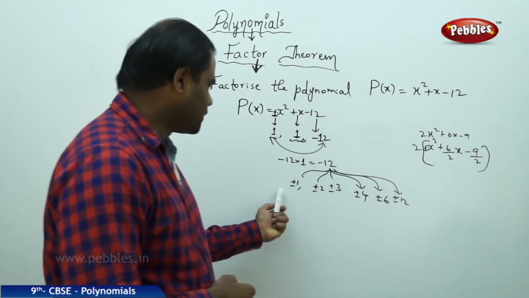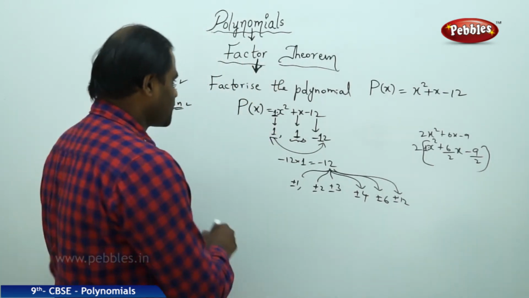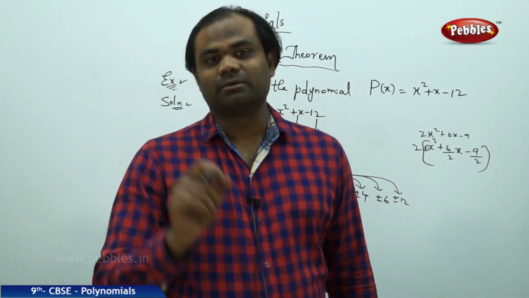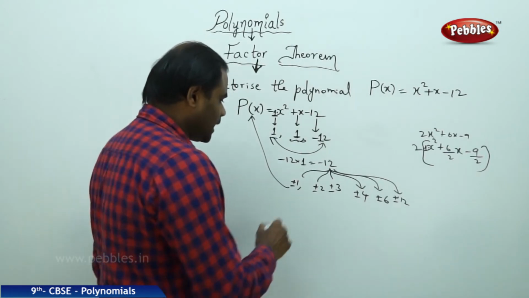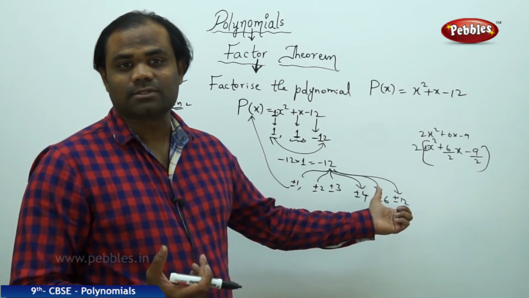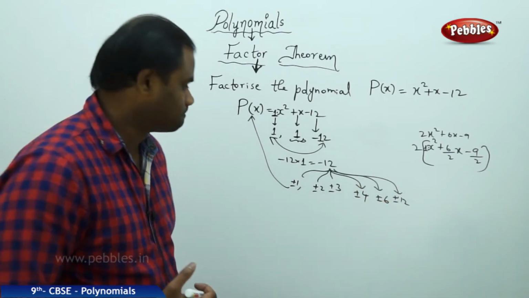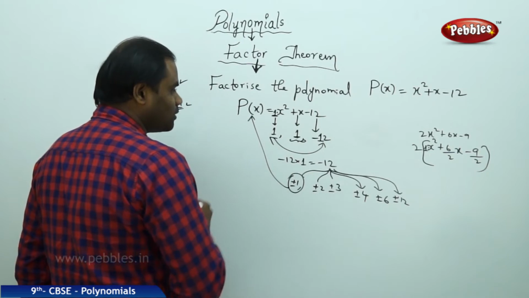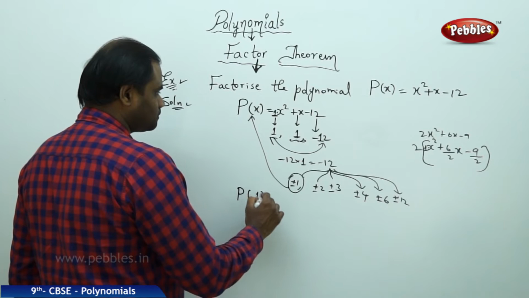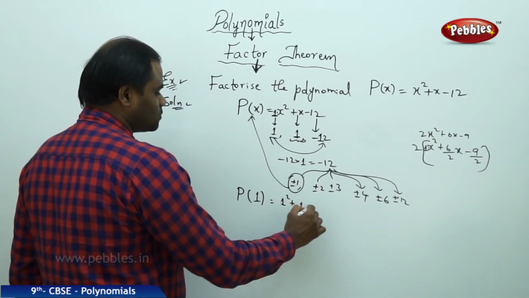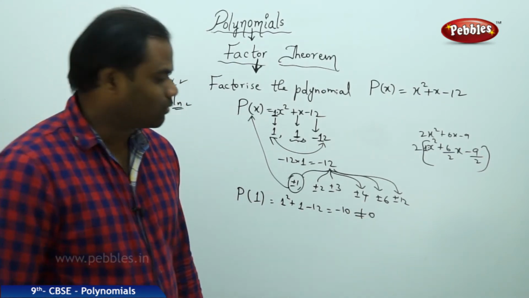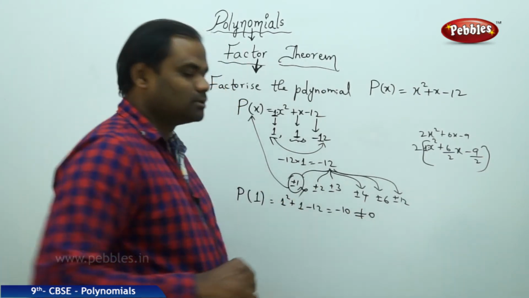So once I identify the possible factors, I randomly try to substitute each of them into the polynomial until the value becomes 0. Out of these, I identify the zeros. So which of these are the zeros of the polynomial is what we are going to identify here. Let's check if 1 is a zero of the polynomial. P of 1 is 1 squared plus 1 minus 12, which is minus 10, not equal to 0. Therefore, 1 is not a zero of the polynomial.